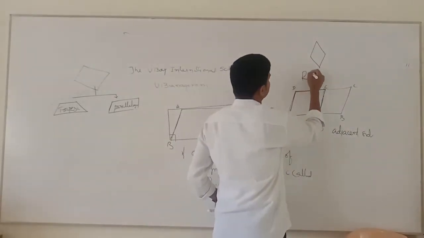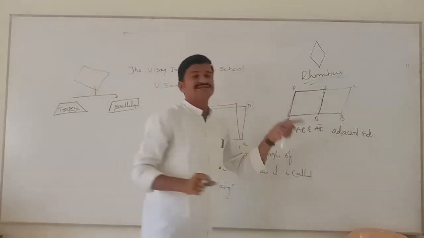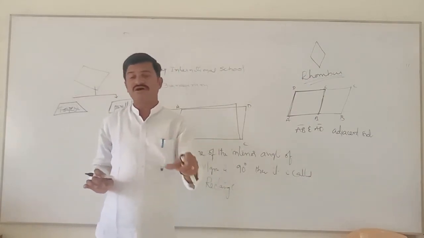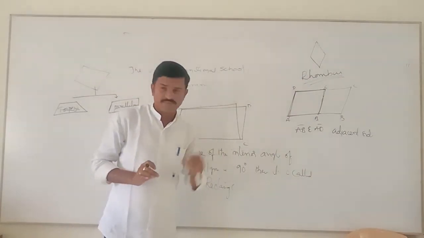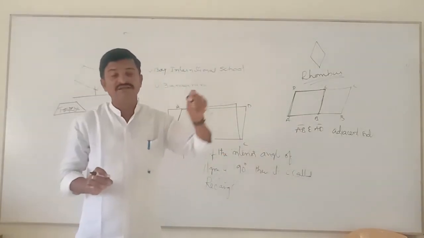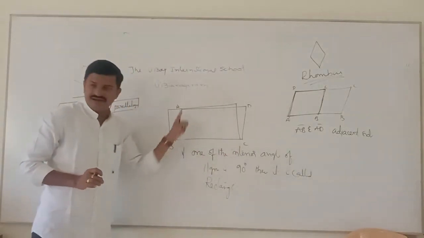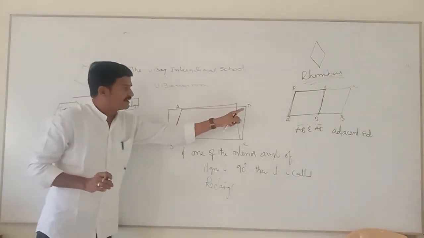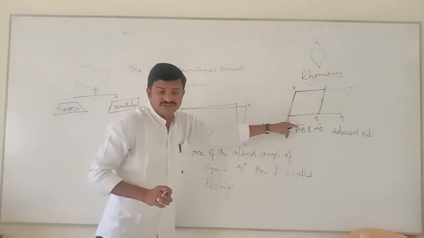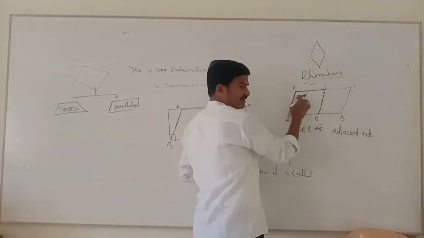Rhombus means, if adjacent sides of a parallelogram are equal, then it is called a rhombus. If one of the angles of a parallelogram is a right angle, then it is called a rectangle. If adjacent sides are equal, then it is called a rhombus. Okay. Now this is the rhombus, na?